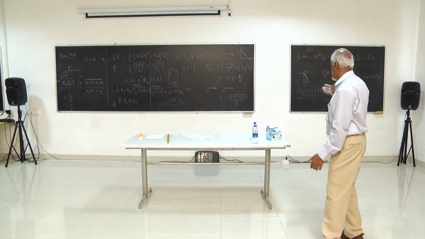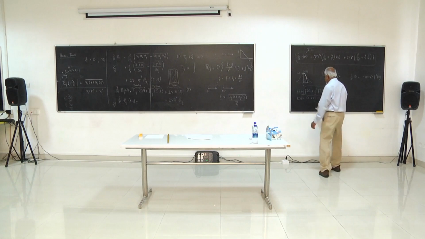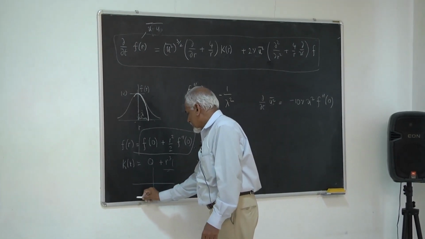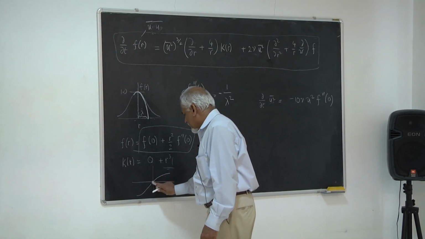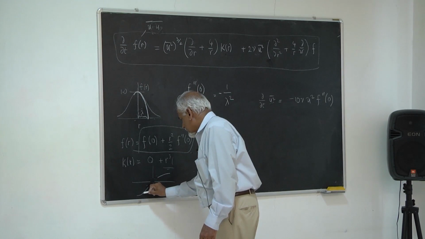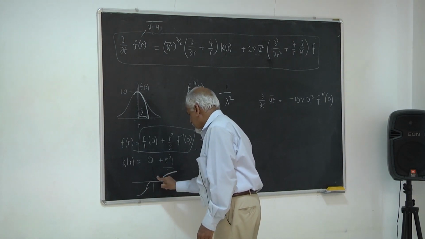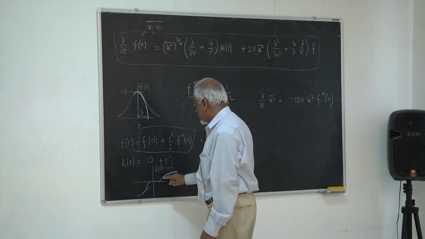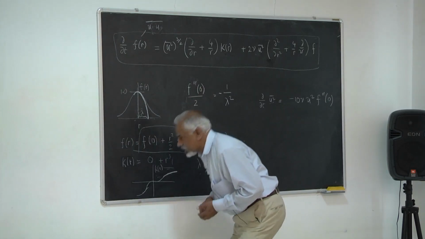And in fact, it begins with the order r cube term. So it has a form which is something like that. That's how k of r will look like. So the first term it will have is of r cube.